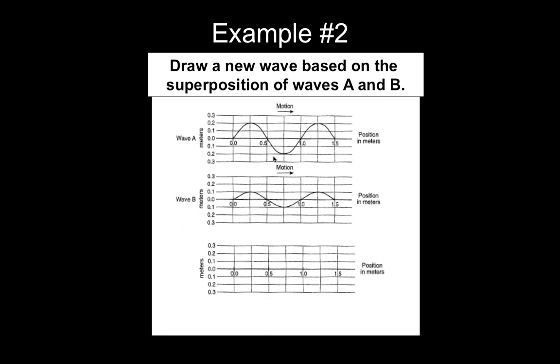If you look at wave A, it has an amplitude of 0.2 meters. Wave B has an amplitude of 0.1 meters. Because we know that if we literally take A and put it on top of B, you're going to have maximum constructive interference in both pictures, our new wave should have the same wavelength, same frequency, but its amplitude should now be 0.3 meters all the way through because it is going to have maximum constructive interference at all points.